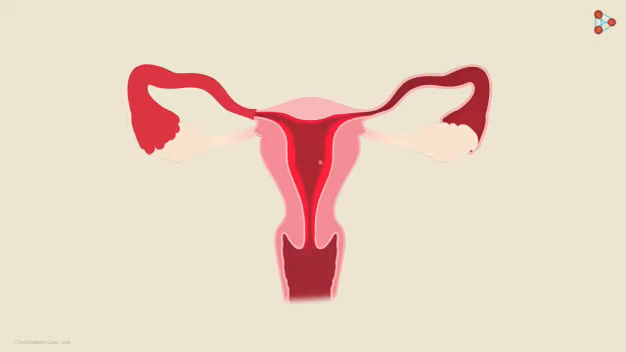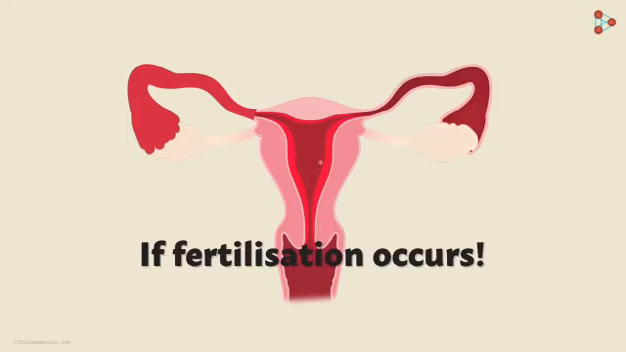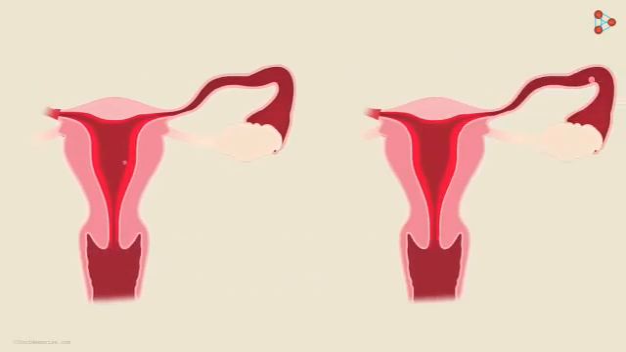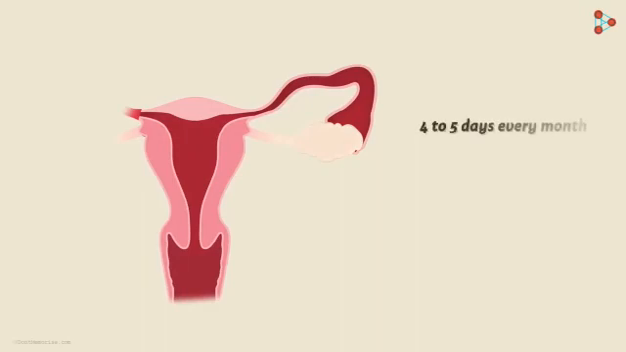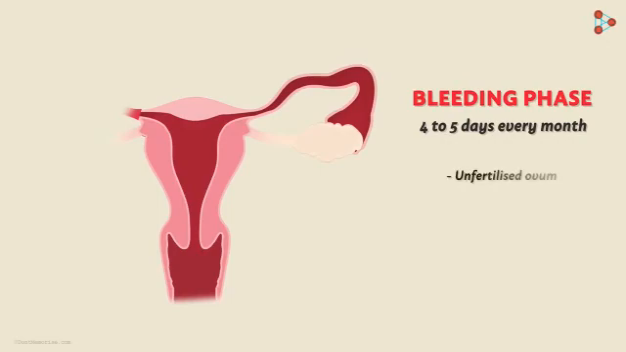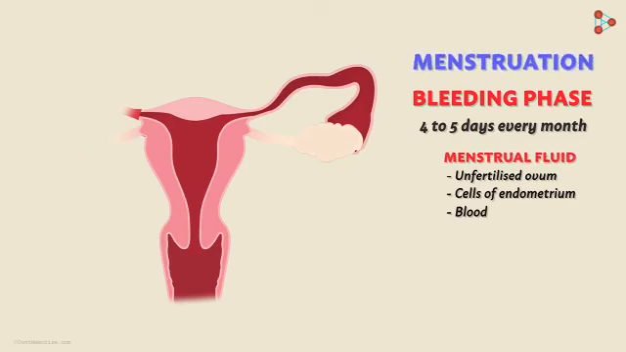Wait a second. We said if fertilization occurs. What if it doesn't? In that case, the ovum will come out of the body through the vagina. And what will happen to the endometrium? Astonishingly, the layer also collapses and gets out of the body through the vagina. As a result of this, for almost 4 to 5 days every month, a female experiences a bleeding phase. The bleeding is through the vagina and it contains the unfertilized ovum, the cells of endometrium and the blood, of course. This is called the menstrual fluid. And the process is referred to as menstruation.